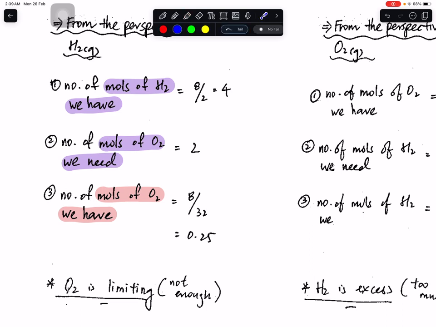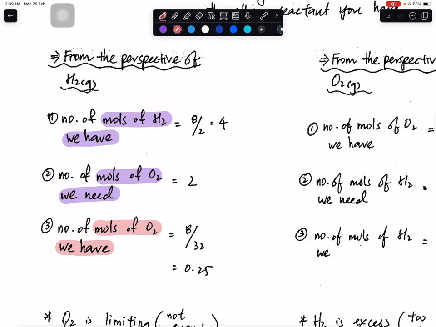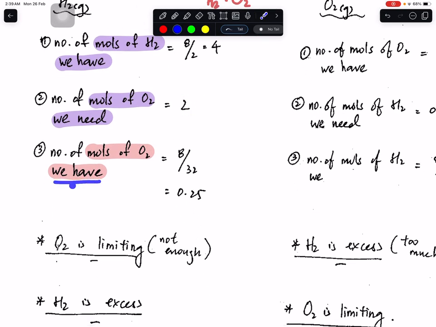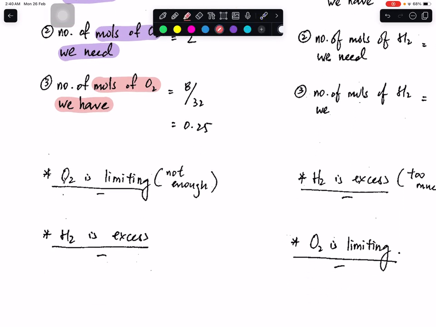For example, the moles of hydrogen that we have is currently 4. For 4 to be fully reacted, because hydrogen to oxygen is a 2:1 ratio, if you have 4 hydrogen, you will need 2 oxygen. So I need 2 moles. But do I actually have 2 moles? When you calculate, the moles of oxygen that you have is actually 0.25. You need 2 moles, but you only have 0.25, so you do not have enough. Because oxygen is not enough, this will be the limiting reagent.